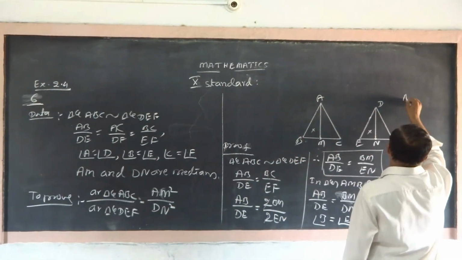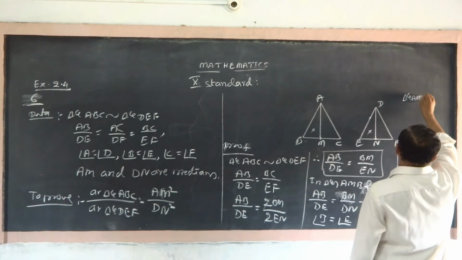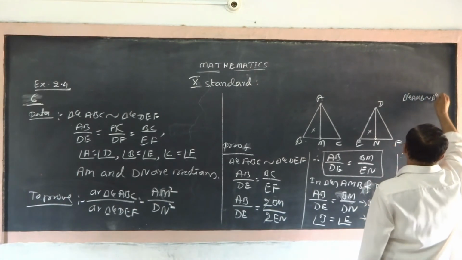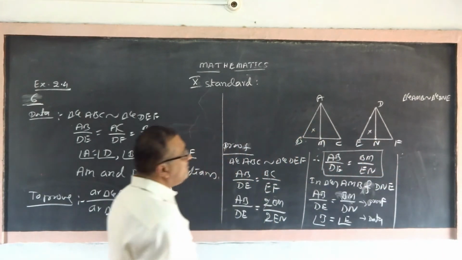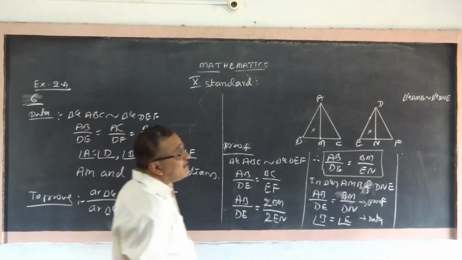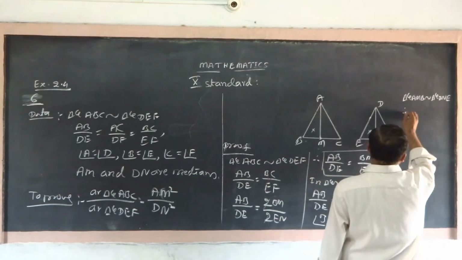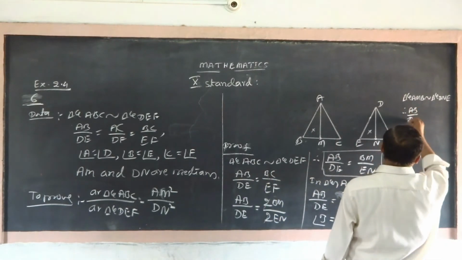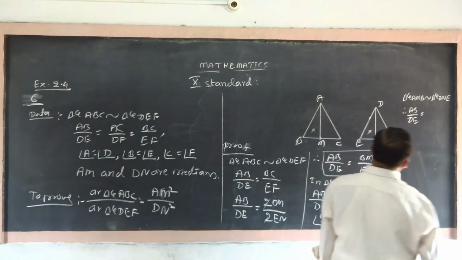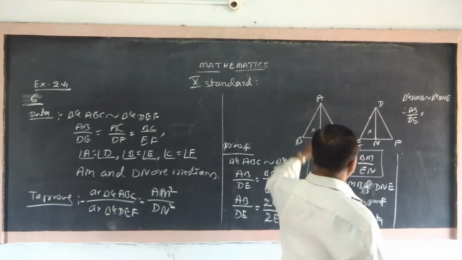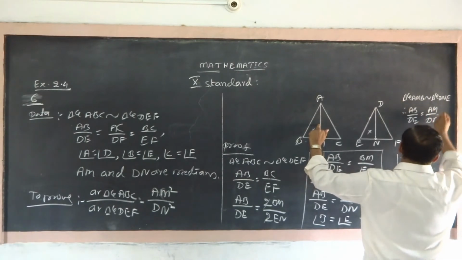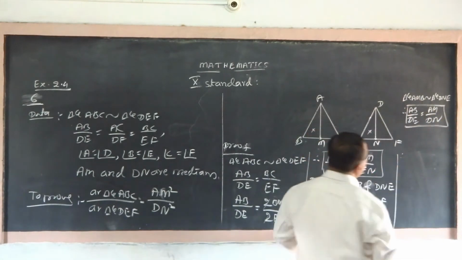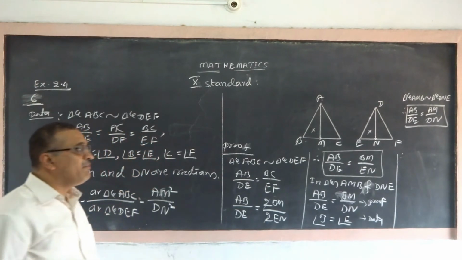Triangle AMB is similar to triangle DNE. Therefore, AB by DE is equal to AM by DN. AB by DE is equal to AM by DN.